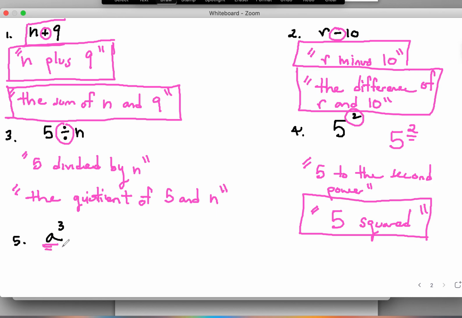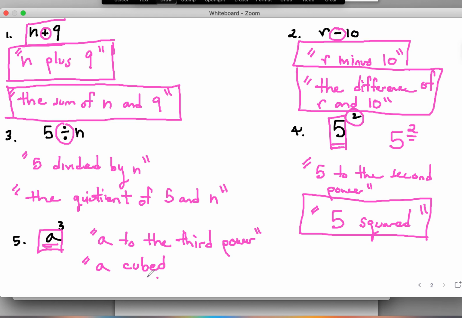Okay? Now in this case, it's a 3, so this is not a squared, right? The base in this one was 5, and now the base in this one is a. So you could say it a to the third power. Or you could say it a cubed. Now cubed, right? Because there's a 3 here. You can't say cubed unless the exponent is a 3. Okay?